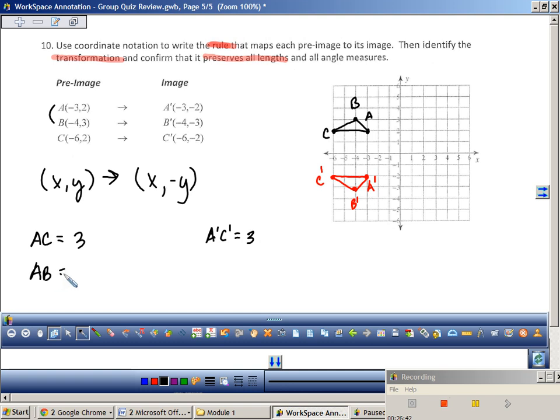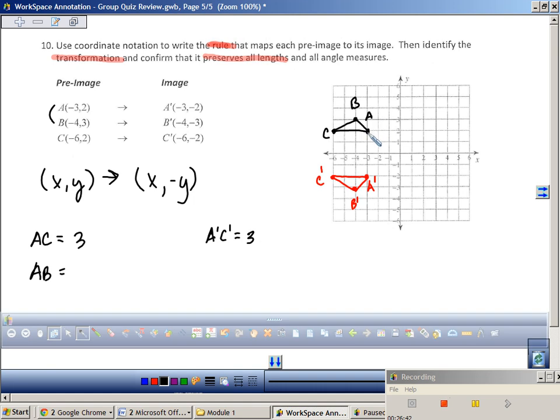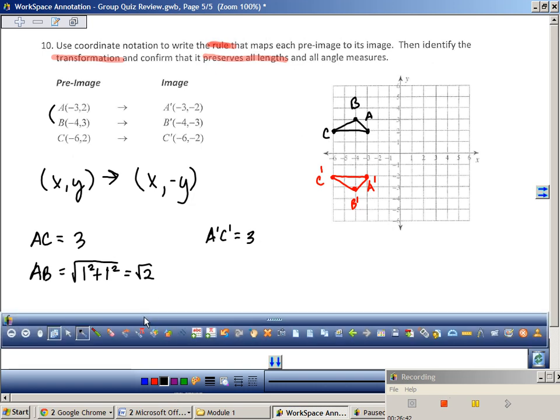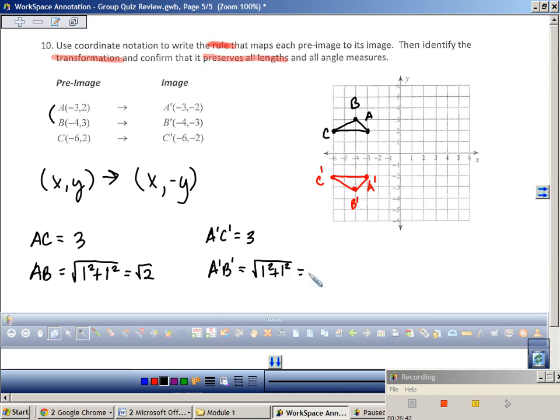Now I can either measure AB by looking at the distance between negative 3 and 4, or I could look at AB and measure, how do I count that? Up 1 over 1? It's the rise squared plus the run squared, right? Which is square root of 2. Correct? Change in y, change in x. What about A prime, B prime? How do I get from A to B? 1 squared plus 1 squared equals the square root of 2.